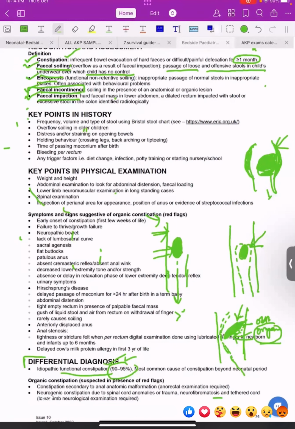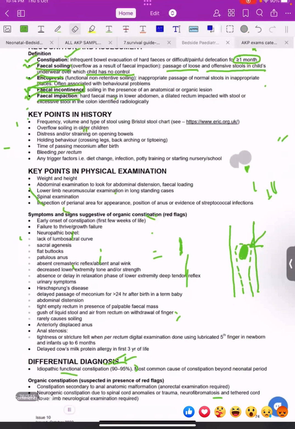Why I am telling this is because whenever you read a scenario of constipation, you must concentrate deeply on which type of constipation they are talking about, and if it is functional constipation, in what way we have to manage this patient. They say the most common causes are basically functional, but you have to see the red flags.